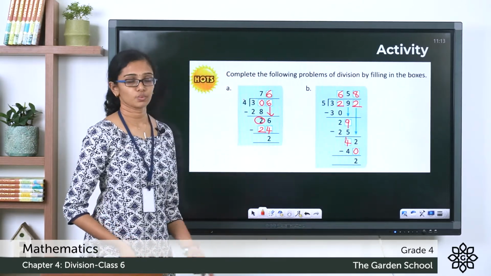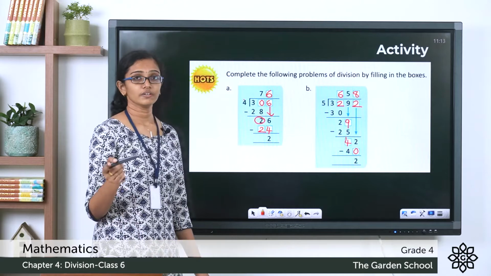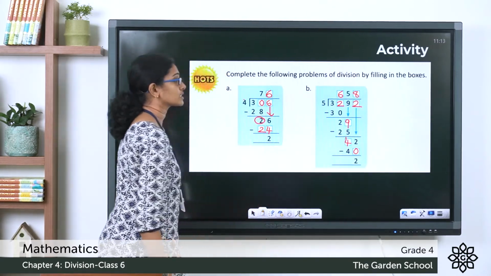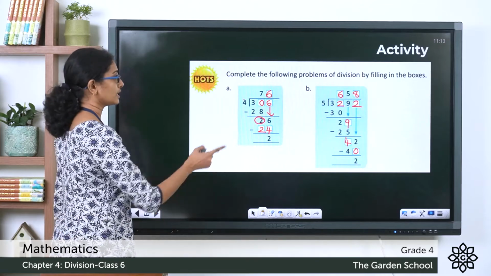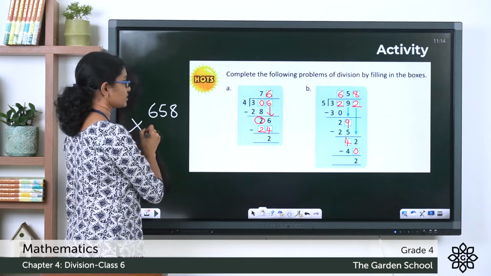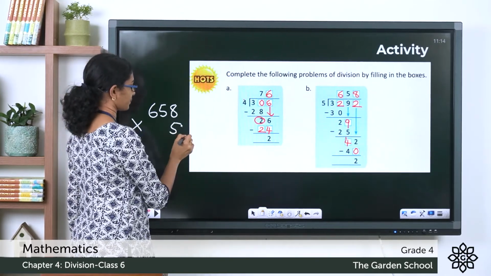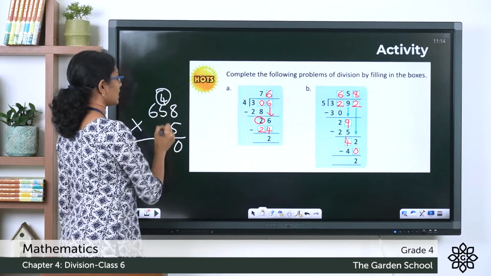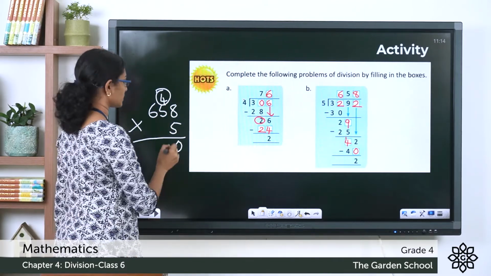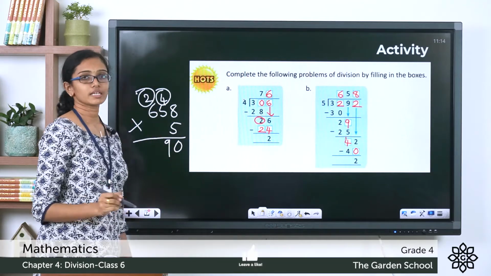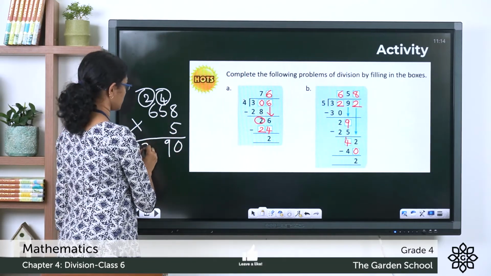Let's check if the division was done correctly, if we have filled in the digits correctly. So applying the formula, the quotient into the divisor plus the remainder equals the dividend. Let's multiply the quotient 658 into 5. 8 5s are 40. A carryover 4. 5 into 5 25 plus 4 is 29. Again a carryover here 2. 6 5s are 30 plus 2, 32.